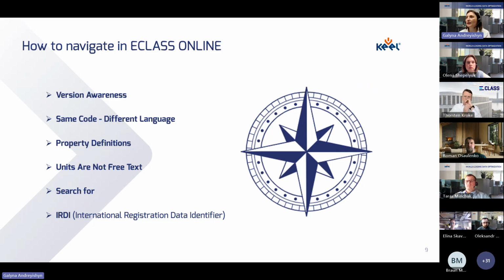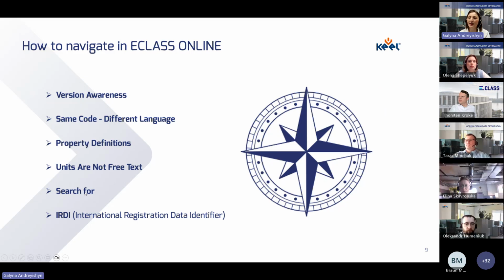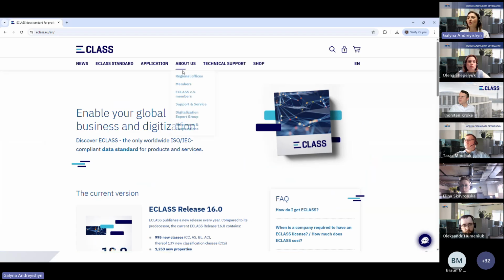how to navigate in ECLASS online. So we will talk about version awareness regarding codes, property definitions, units, how to search, and what it is, how it actually looks like, the international registration data identifier. So just a second. Hope you can see.